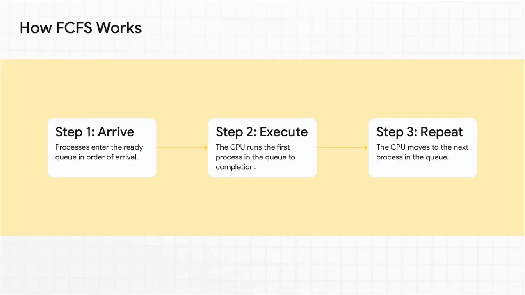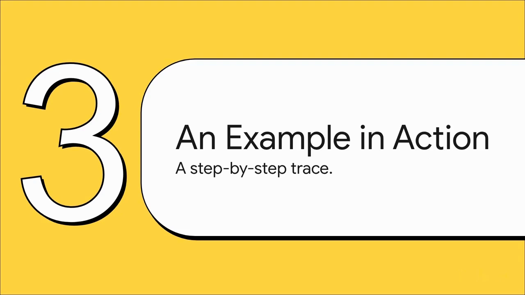So when you boil it all down, the whole life cycle is just this simple three-step dance. One: processes show up and get in line. Two: the CPU grabs the one at the front and runs it until it's totally finished. Three: it moves on to the next one in line, and it just keeps doing that over and over until the line is empty. Okay, enough theory. That's how it's supposed to work. Let's get our hands dirty and see this thing in action.